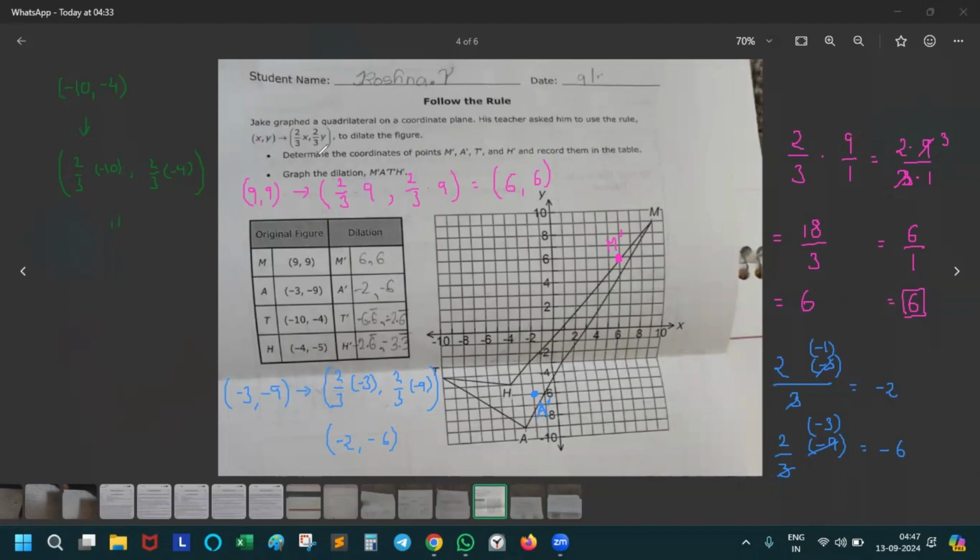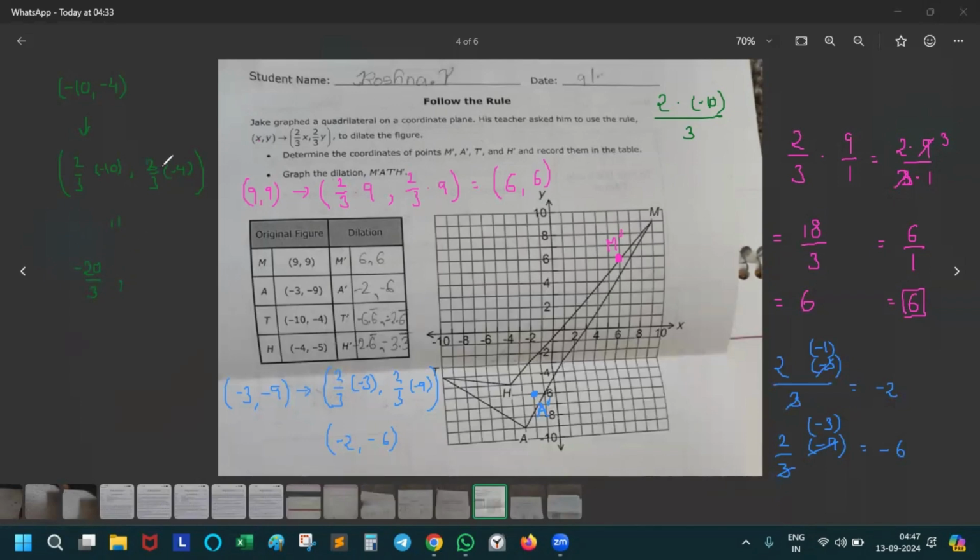So this is where you need to multiply the fraction out. So do 2 times -10 and then all over 3. Can you do that? What's 2 times -10? -20. -20, yes. And -20 over 3. This cannot be simplified further, so we'll just keep it as is.